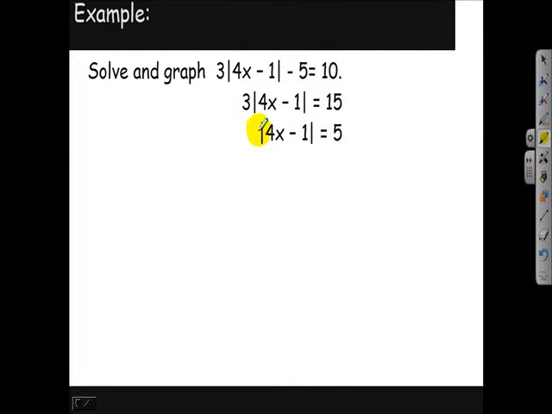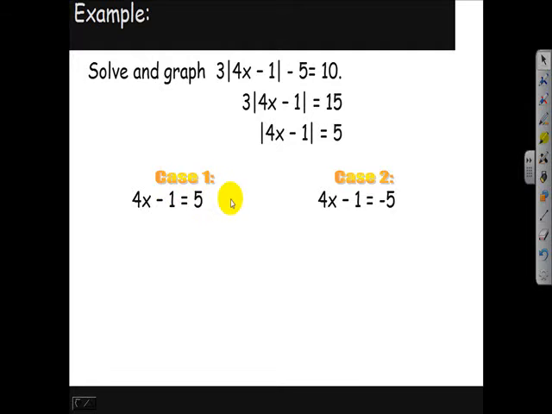Once the absolute value is isolated, notice this left side is just an absolute value. There's no more extra stuff. There's no 3 here. There's no negative 5. Now we'll split this into the two cases. So isolate the absolute value before you split into two cases. Case 1, 4x minus 1 equals 5. Just drop the absolute value for case 1. Case 2, 4x minus 1 equals negative 5. And then just solve each case independently.